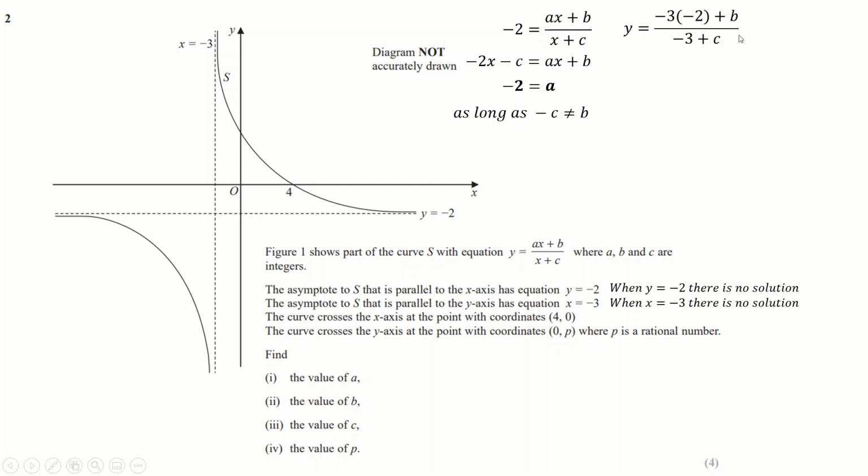And now, does this not have a solution? Well, it's only if you can't divide by 0. So if this bottom bit is 0, y doesn't equal anything. So if c was 3, this just doesn't really work. So that's going to be our value for c.